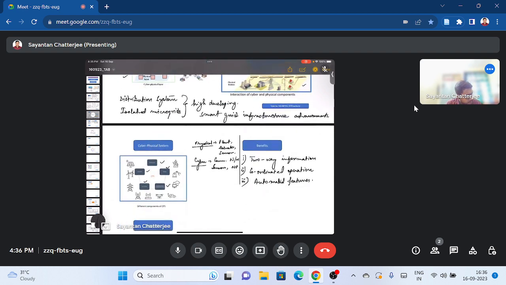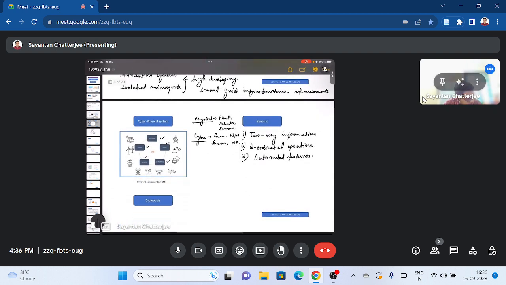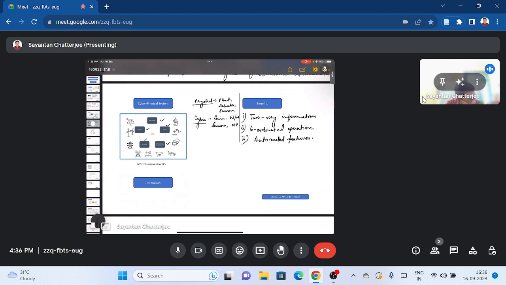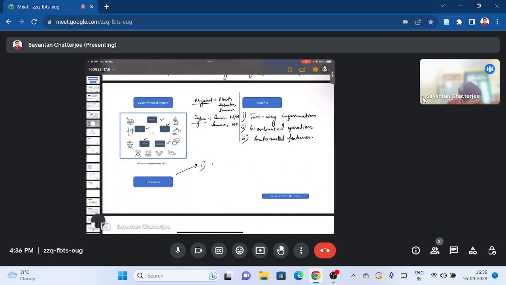These are mainly the benefits, and although there are some drawbacks, we can consider various kinds of delays in communications.